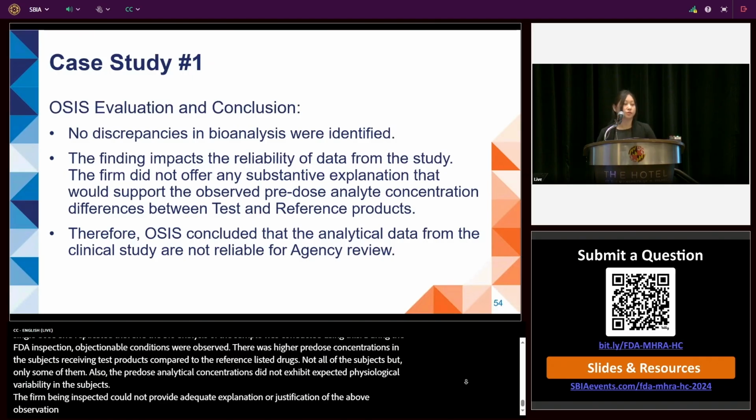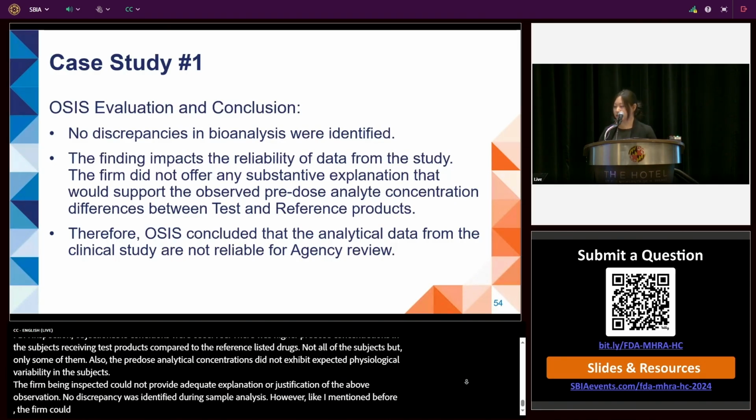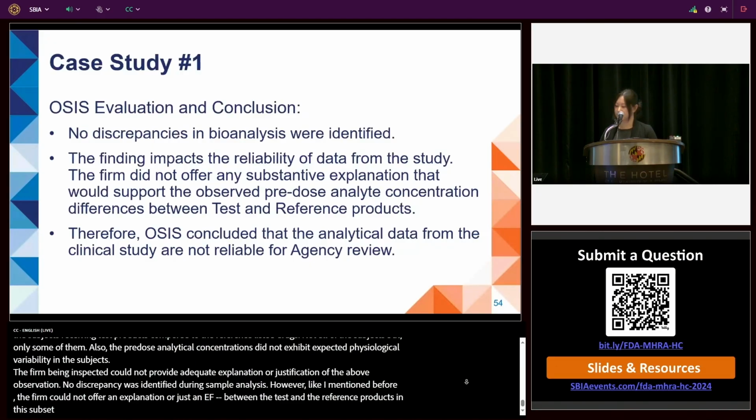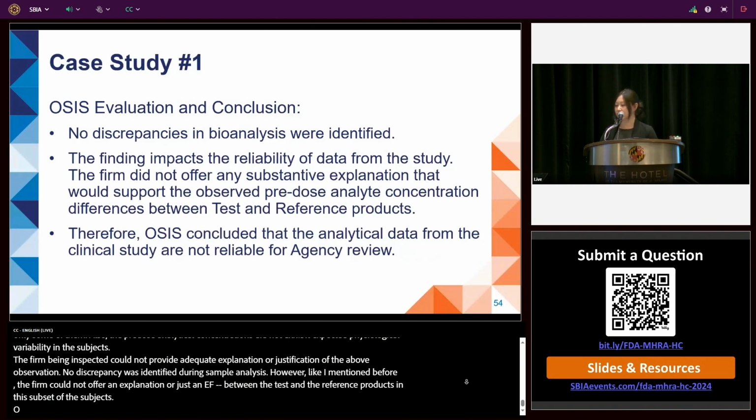No discrepancy was identified during sample analysis. However, like I mentioned before, the firm could not offer any explanation or justification that would support the observed pre-dose discrepancies between the test and the reference products in this subset of the subjects. Therefore, OSIS concluded that the analytical data from the clinical study are not reliable for agency review.